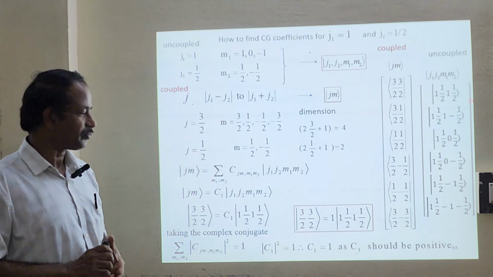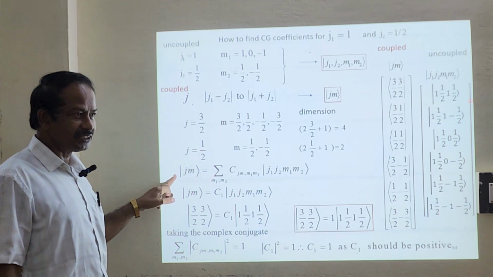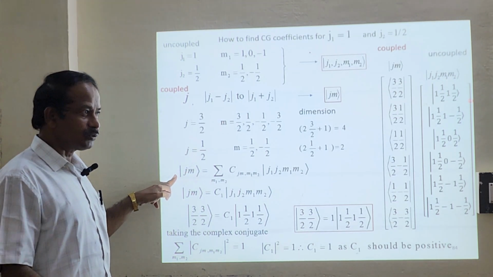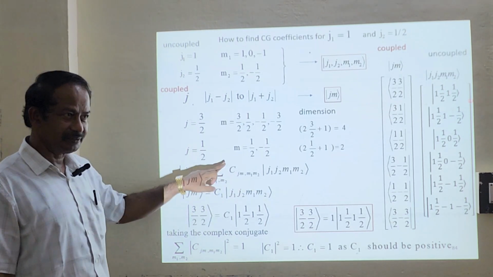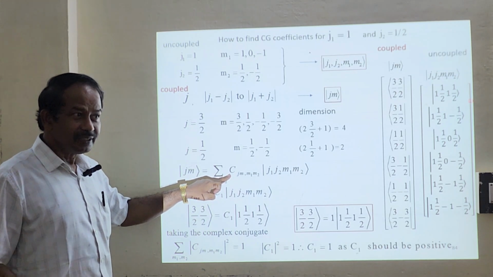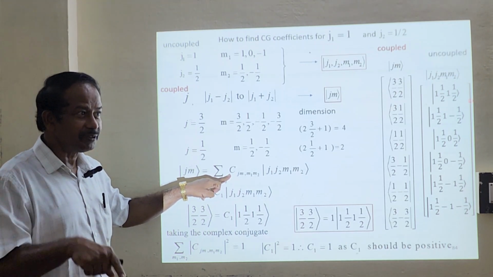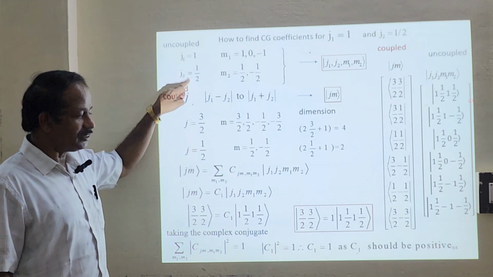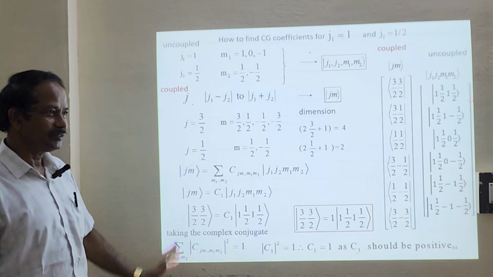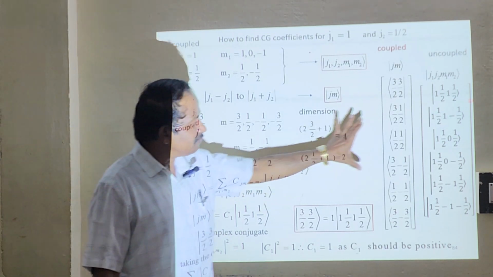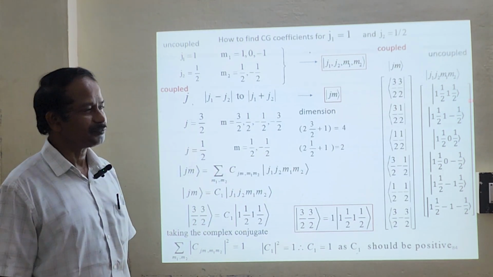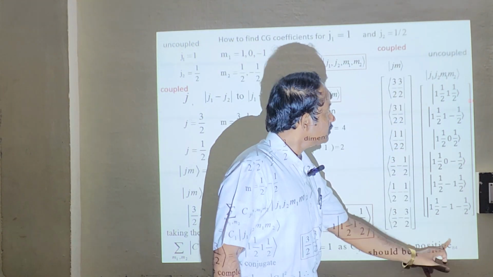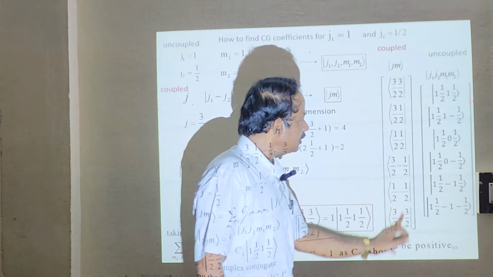Is it okay? Now we know this expression from Clebsch Gordan coefficients. JM is given by this expression, which we know already. This is your Clebsch Gordan coefficient, which we are going to find out for J1 equal to 1, J2 equal to 1 by 2. Now we will stop here. We will first represent this in terms of a table. So this is for the uncoupled one. Sorry, this is for the coupled one.